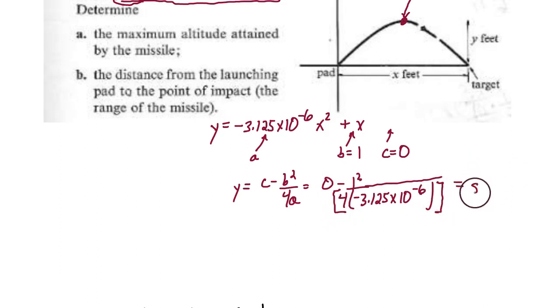This turns out to be 80,000. The letter y is representing the height, and we're told that that's in feet. So the maximum altitude is 80,000 feet.